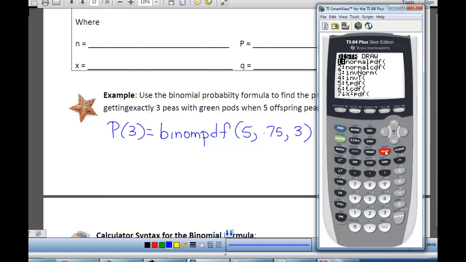So I'm going to hit second and the vars key. Depending on which calculator you have, it may change a little bit. Choice A is Binom PDF. You can either arrow there or hit alpha A to get there. Then I put in 5, comma, the comma is above the 7, 0.75, comma, 3. Okay, so we get 0.237, which is exactly what we got when we used the formula by hand. So you don't have to remember the formula. We just know when to use it.